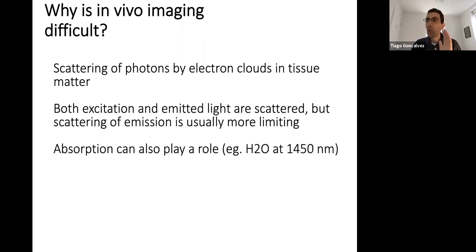And what happens when you have photons, so light crossing through the brain, is that these photons get scattered by electric clouds in the matter of the brain, in the tissue. It's not an optically clear substance. So both the excitation and the emitted light are scattered, but really the scattering of the emission is usually a lot more limited. And absorption in some cases can also play a role, but it's not really that the brain is opaque. It's really more the scattering.